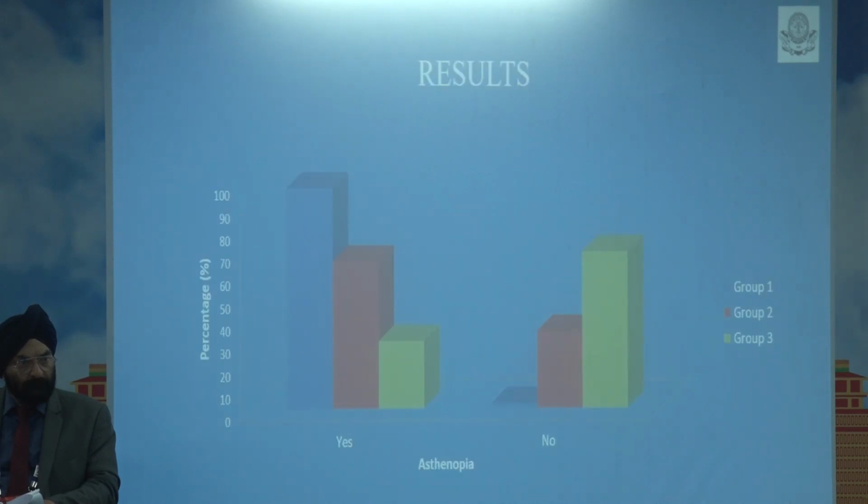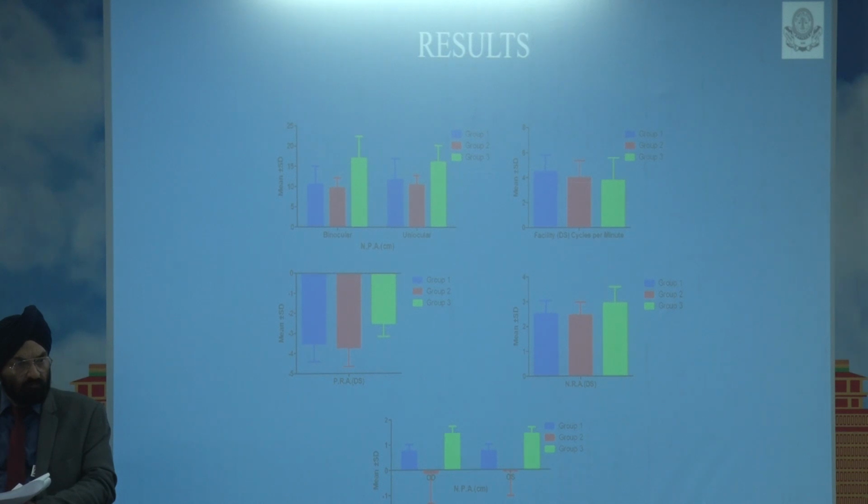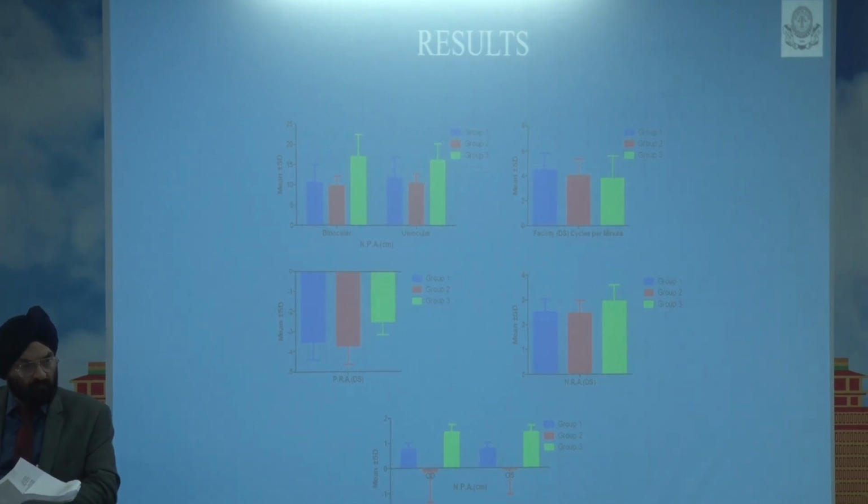In the results, I found that almost 98% of the subjects in the emmetropia group presented to the OPD with asthenopic symptoms, while around 70% of the myopes exhibited symptoms of asthenopia. And around 40 to 45% of subjects in the hypermetropia group had asthenopic symptoms. In accommodation, mean binocular NPA was worst in hyperopes, measured to be around 17 centimeters, followed by emmetropes at around 11 centimeters, and in myopes it was around 10 centimeters.